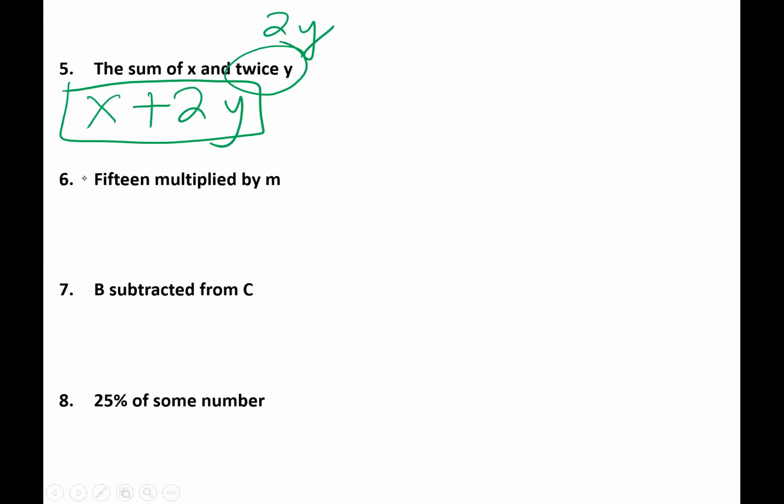All right, problem number 6, 15 multiplied by m. We can just write 15m for that one.